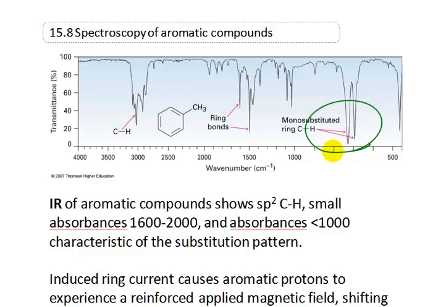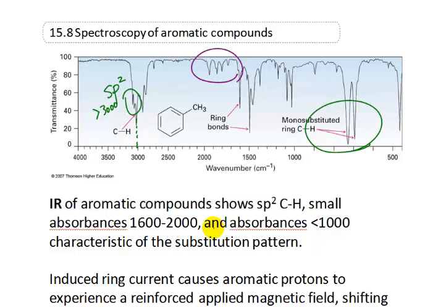The other things to look at are the sp2 CHs that are above 3000. Okay, that gives you an indication that there's some sort of unsaturation happening. CC bonds, 1500 and 1600. One thing the book doesn't mention that's actually a pretty good giveaway of an aromatic system are all these little bumps between 1600 and 2000.